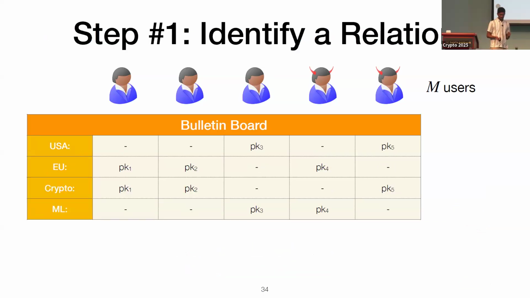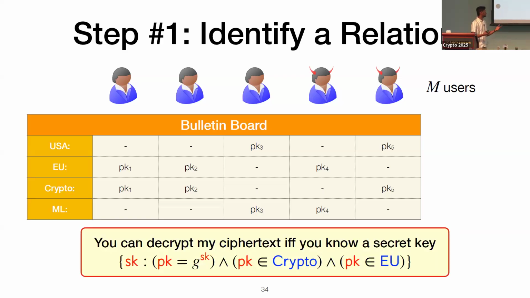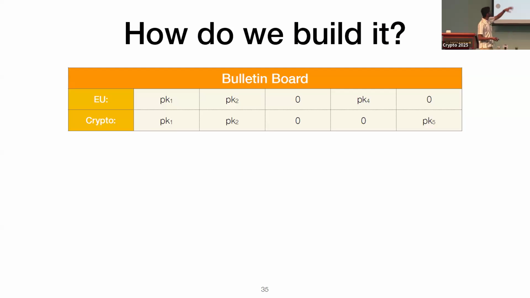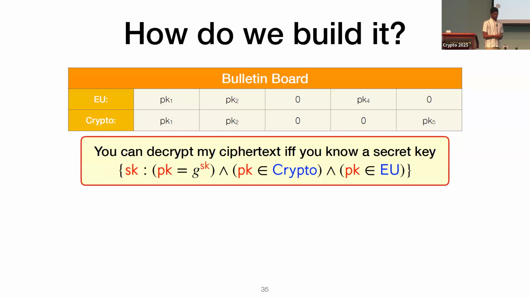Good. So let's build this application. The first step is to identify this natural relation, and the natural relation looks something like this. You can decrypt my ciphertext if you know a secret key such that the corresponding public key is in both the crypto and the EU sets. So how do we build it? I've essentially rewritten the table where I've put zeros wherever a public key didn't occur. Now we wanted to achieve this relation, and we've seen this membership kind of thing appear in the DBE. So let's try to use the inner product gadget again.